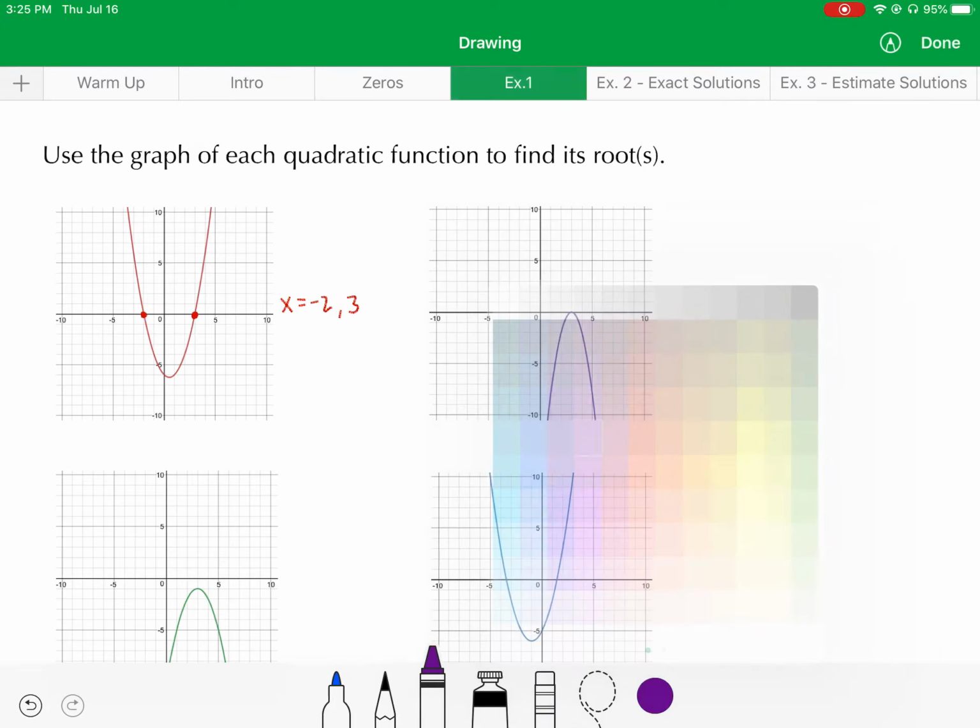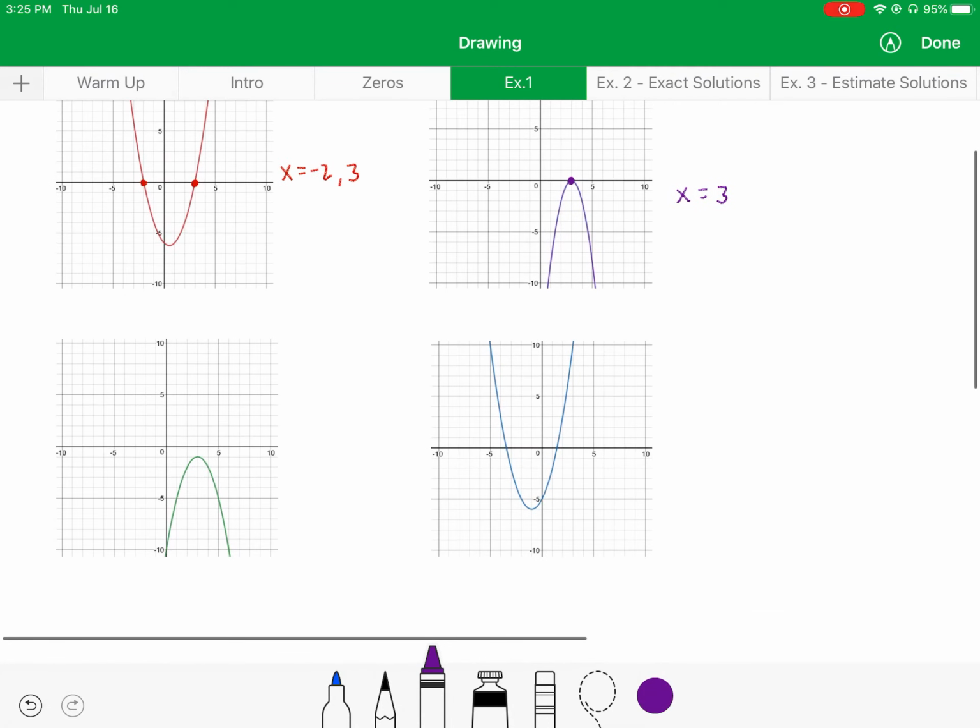The next graph on the top right, it only is touching the x-axis in one spot right there. So it has one root at x equals 3, okay? The graph in the bottom left here that's in green doesn't touch the x-axis at all. So we're going to say that this has no real roots, meaning there are no real numbers that you could plug in for x that would result in a y value of 0 for the associated function, okay?